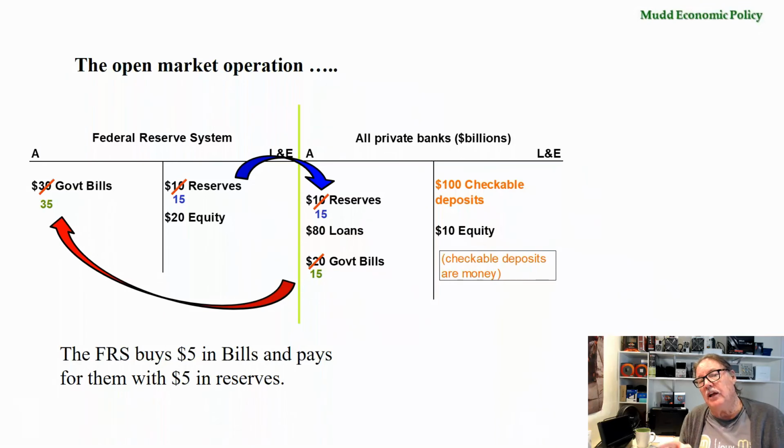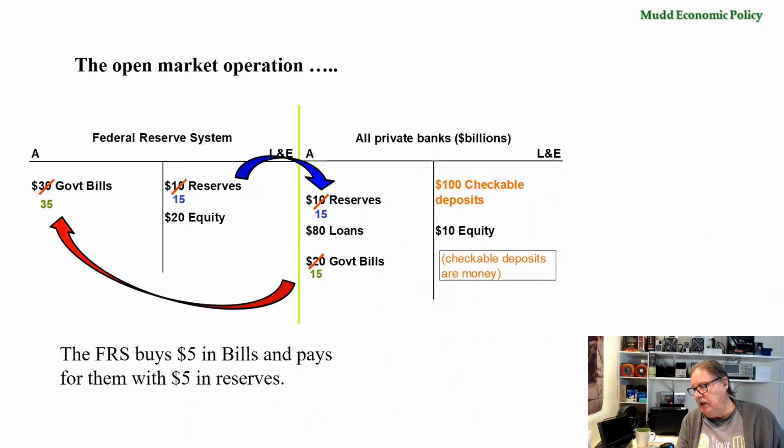It's exactly as we described it in the language. The Federal Reserve buys $5 in bills and pays for that with $5 in reserves, exactly as shown here. You can see the bills being transferred by the red arrow from the banks to the Fed. Simultaneously, the transaction is being honored by an increase in reserves by the Federal Reserve System, as a credit for the private banks. So their reserves go from 10 to 15.